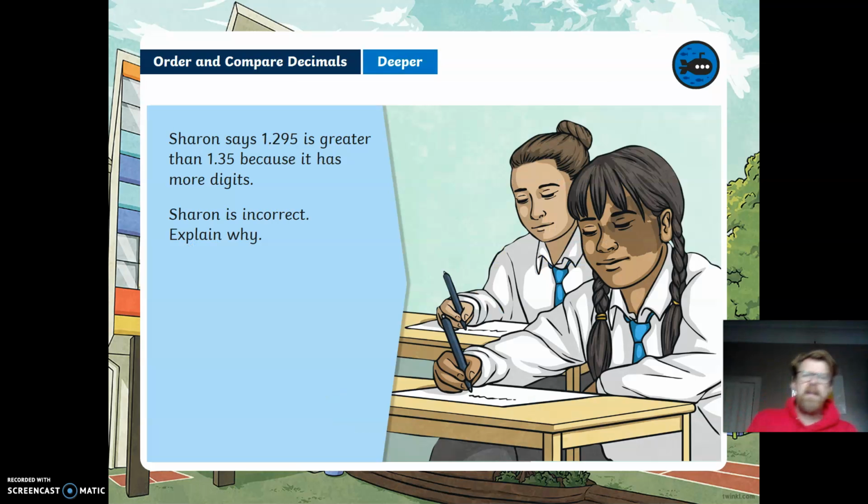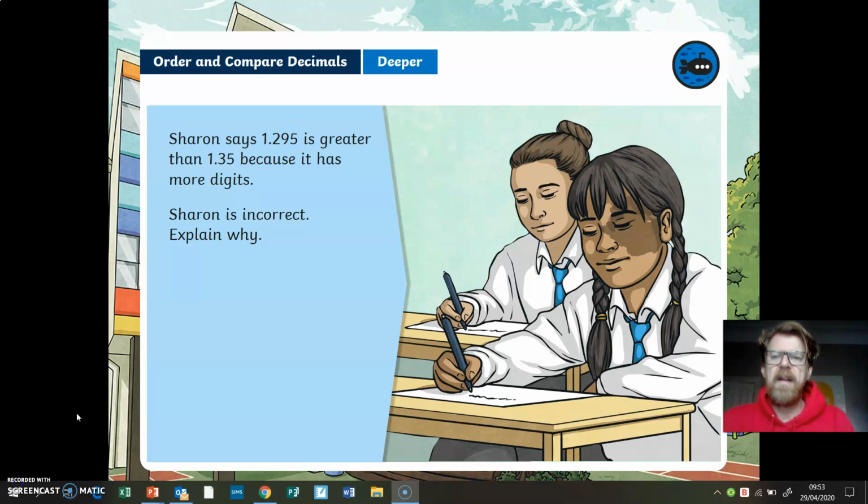Right, here's one which is slightly a deeper problem for us. Sharon says 1.295 is greater than 1.35 because it has more digits. Okay. Sharon is incorrect. Could you explain why Sharon is incorrect? Have a little think, tell the person next to you, and then I'm going to come back and I'll see what your answer is. Okay, let's see how we got on.